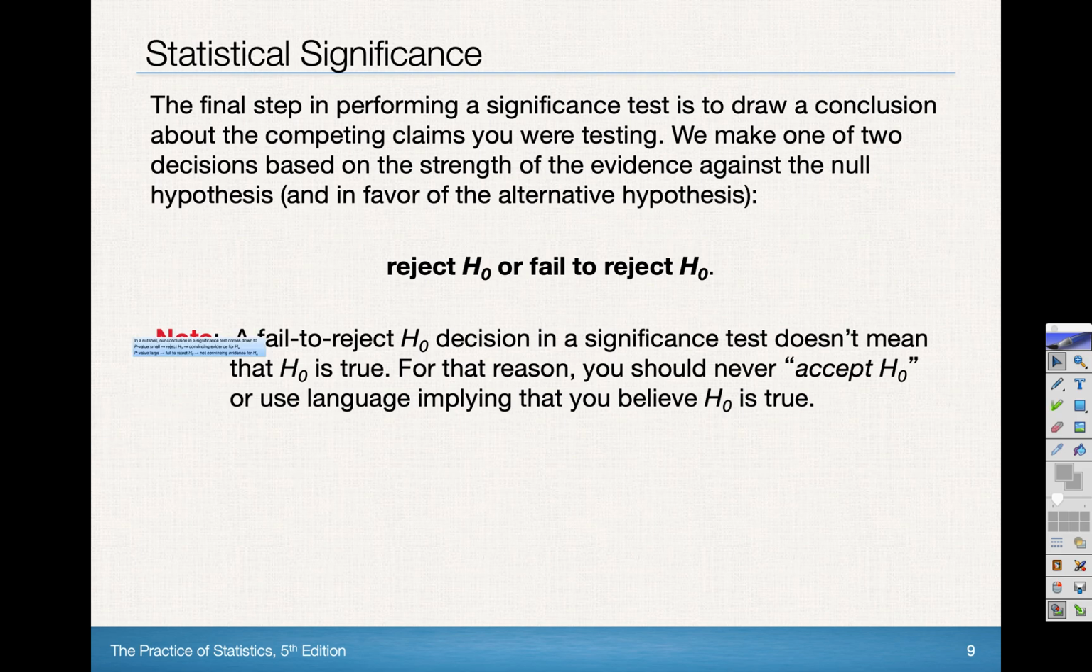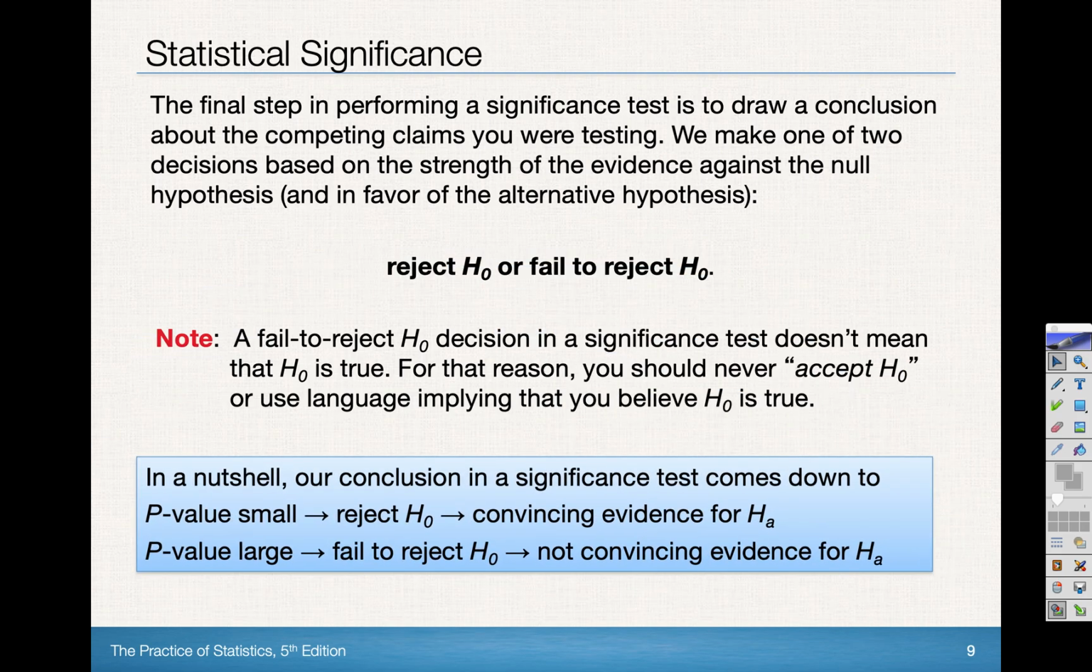Those are our only two options when we are making a conclusion. A small p-value rejects the null hypothesis and gives us convincing evidence for the alternative. A large p-value fails to reject the null hypothesis, not giving us evidence for the alternative. We're never going to accept the null hypothesis. You're never going to say the null hypothesis is right. You're either going to reject it or fail to reject it.